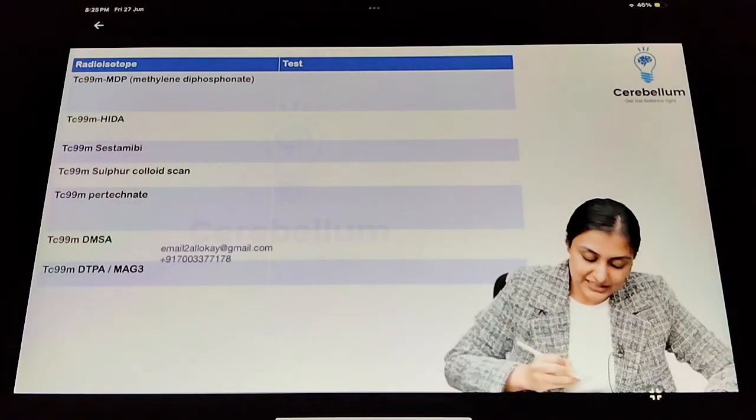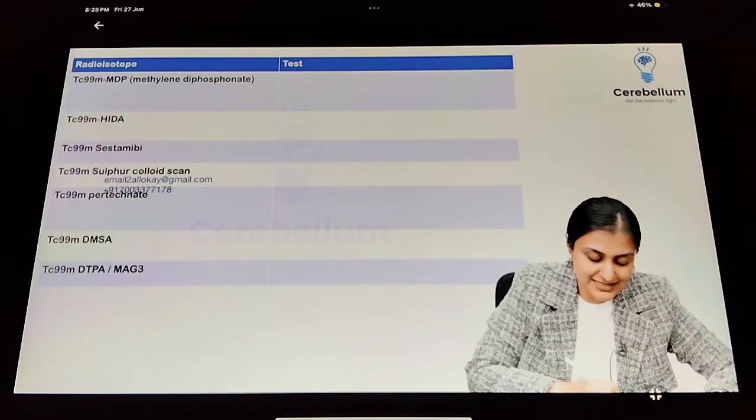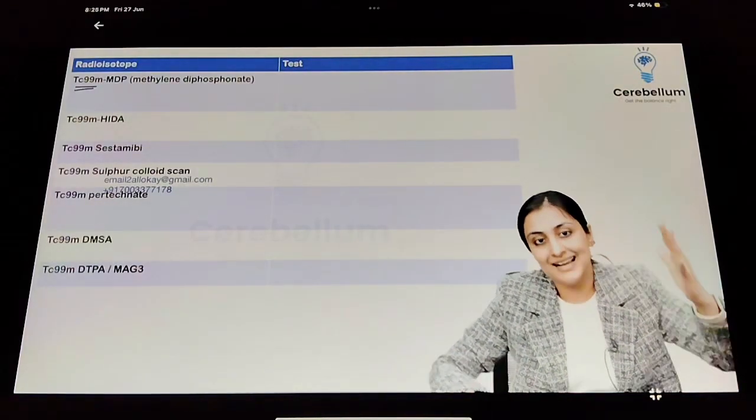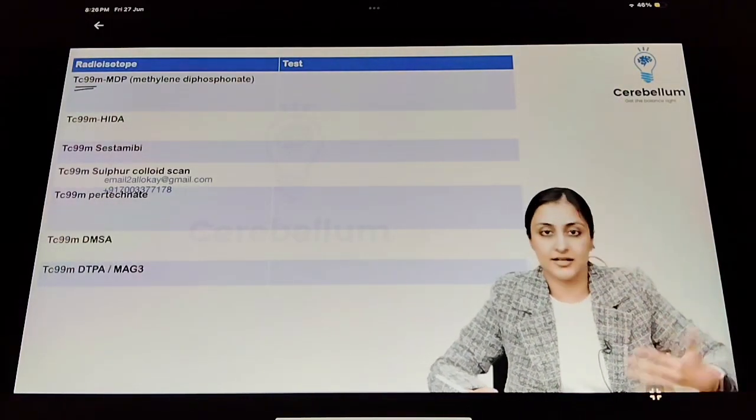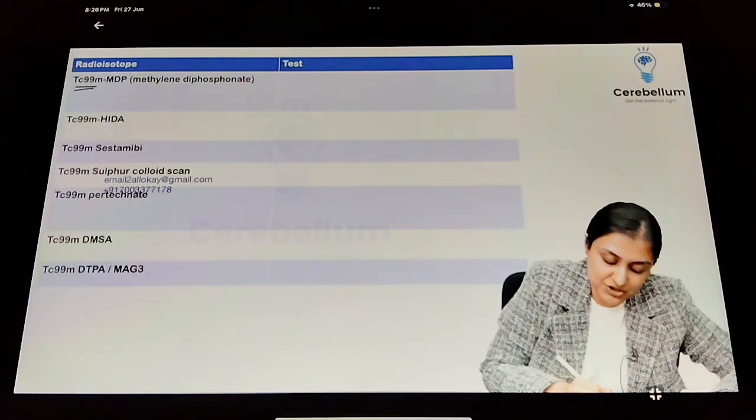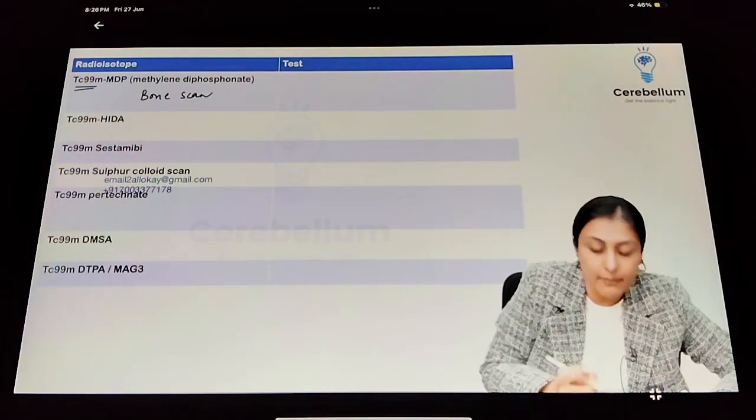and I'll tell you the applications of each. So technetium-99 MDP. Everywhere we have the same technetium because that's my gamma emitter, and then I tag it with a compound which will take it to the target organ. So I hope you got the concept. So technetium MDP is what we use for bone scans.